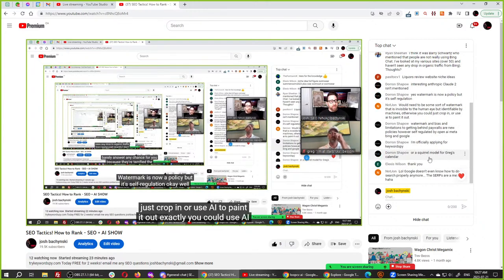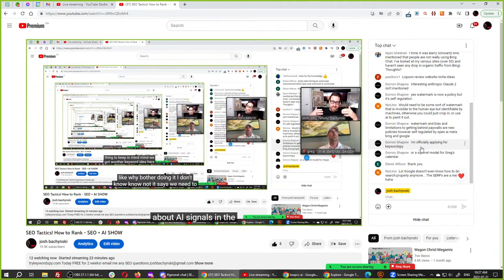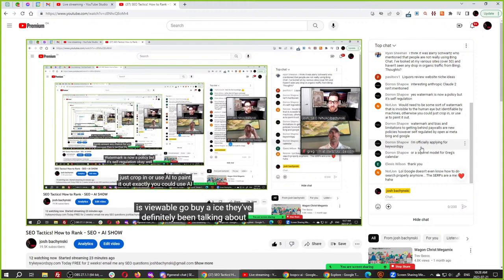Doran says, watermark and bias and limitations are getting behind paywalls. Our new policies, however, are self-regulated by OpenAI, Meta, Bing, and Google. Yeah, well, if they decide to do it, fine. They also just need to step up their security, quite frankly. When AI steps up their attack capability, they need to step up the AI defense capability. And so forcing a watermark is a stopgap measure at best, he said in the infinite chamber of question answering.